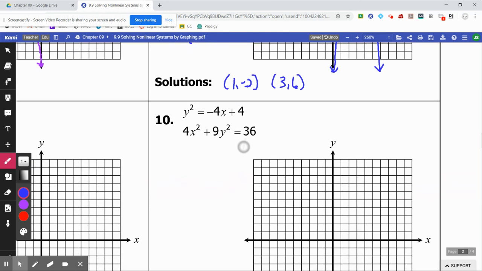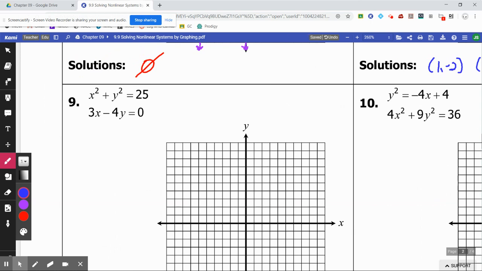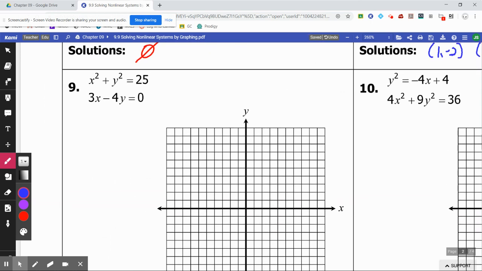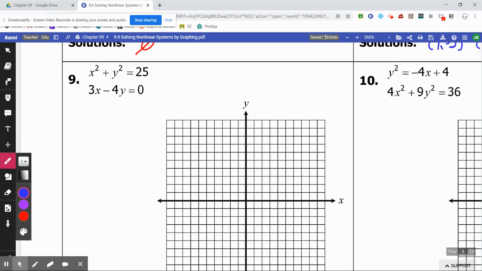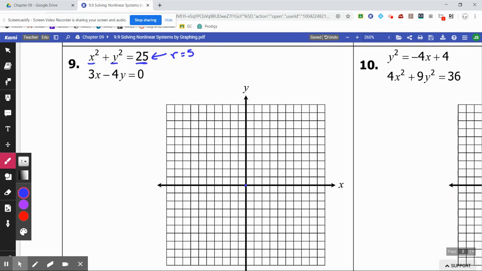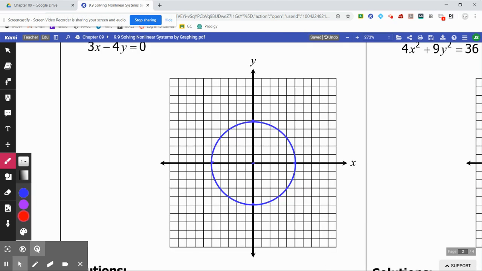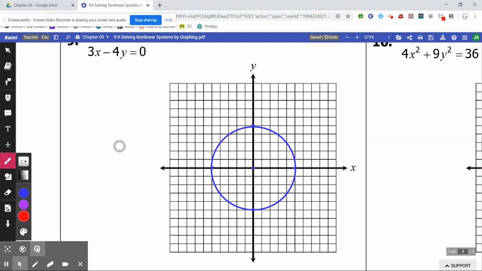Next one. Looks like we have a circle and we have a line. So circles, the general form is x squared plus y squared equals r squared. So this is r squared, so it means that r is 5. The center of our circle has not been shifted any, so the center is at 0, 0, and we're going to go up, down, left, and right 5 units. And there's our circle.